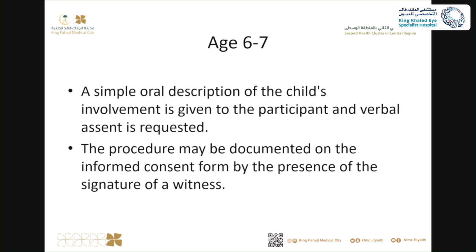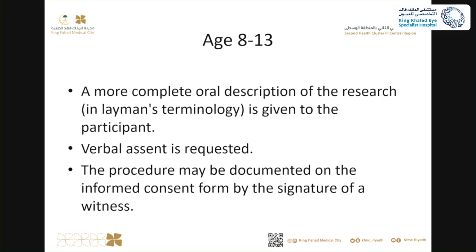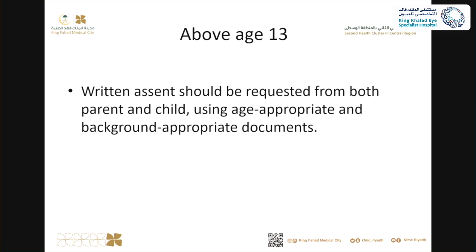In having an assent, a simple oral description of the child's involvement is given to the participant and verbal assent is requested. The procedure may be documented on the informed consent form by the signature of a witness. Age 8 to 13, a more complete oral description of the research in layman's terminology and basic language is given to the participant. Verbal assent is requested. The procedure may be documented on the informed consent form by the signature of a witness. Above the age of 13, what do you think? Written assent should be requested from both the parent and the child using age-appropriate and background-appropriate information.